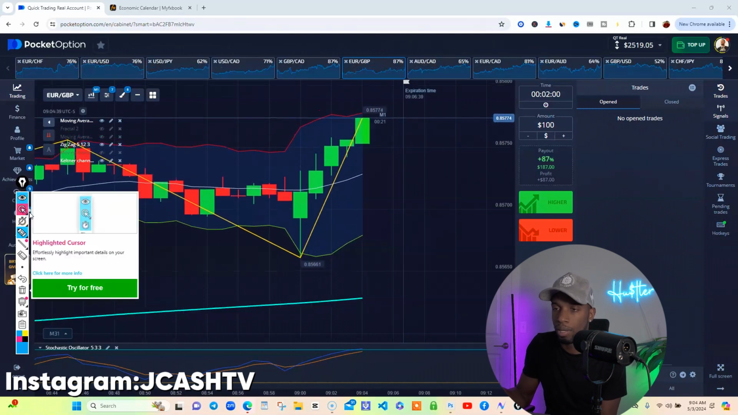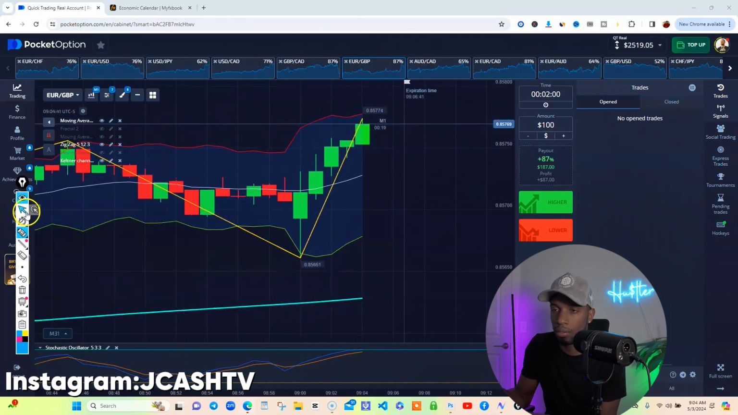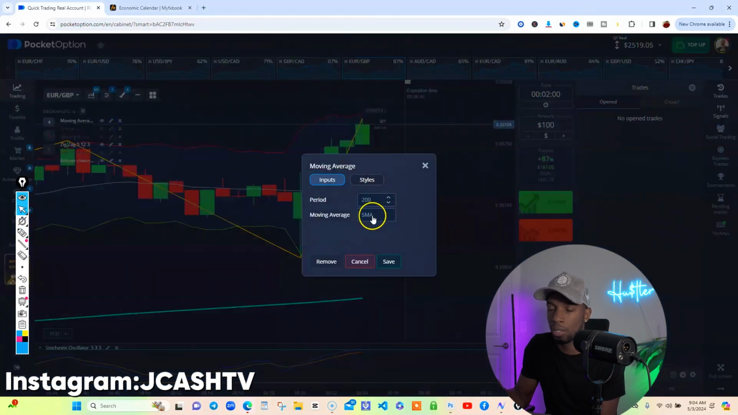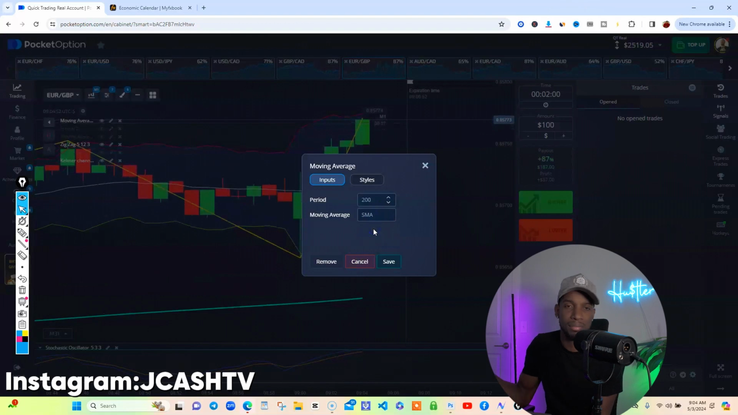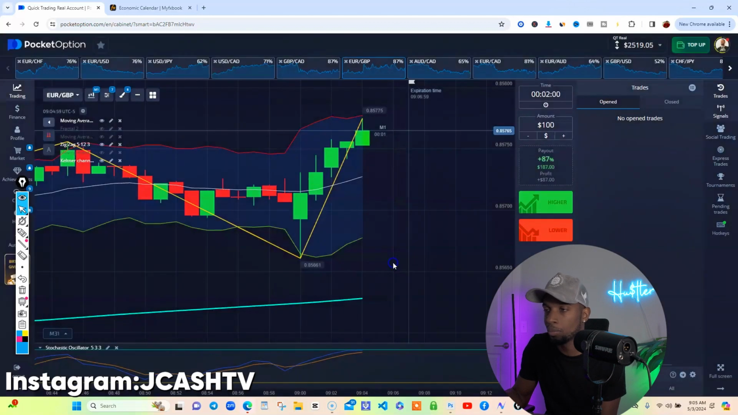Now, people ask me for my settings every video. I'm like, yo, I got a moving average. This is a SMA 200. EMA or SMA works best. People ask what's the difference. If you click on EMA, you can see it just brings it a little closer. It really, to me, is no different. So I use both of them. Either way, just use one of them. Just make sure it's 200.